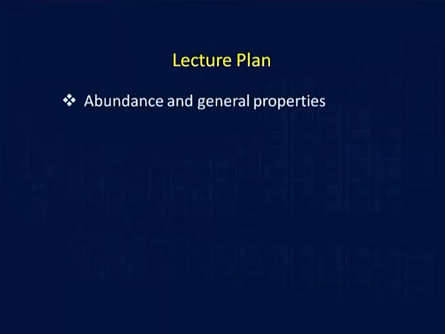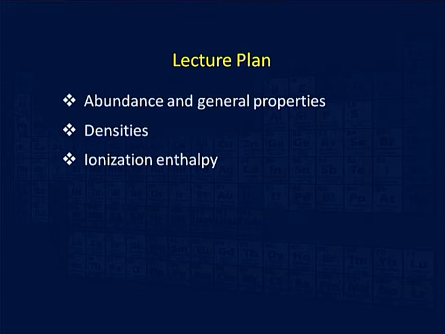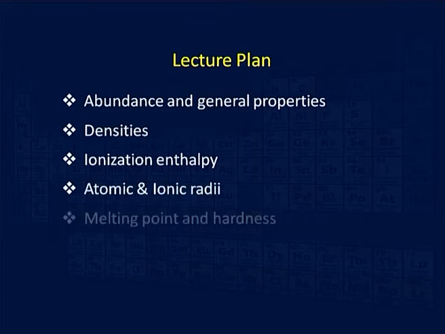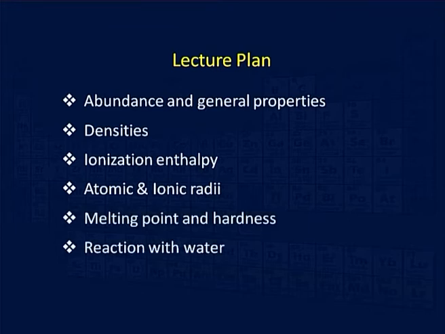metals. In particular, we are going to see the abundance and some of the general properties: density, ionization enthalpy, atomic and ionic radii, melting point and hardness, and some of the reactions with water. At the end of the lecture, you will be introduced to how electronegativities vary in the first row transition metal ions.